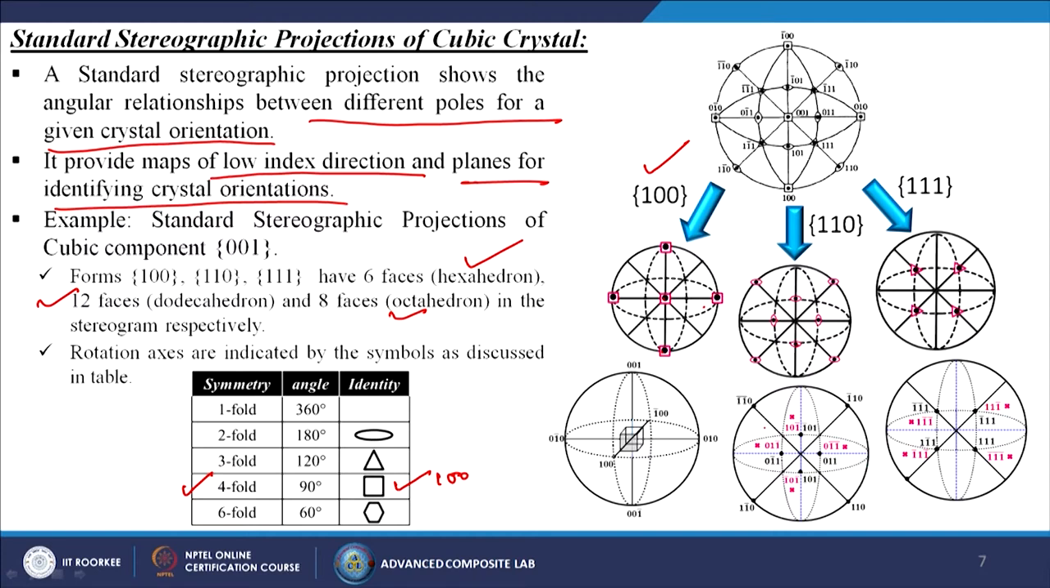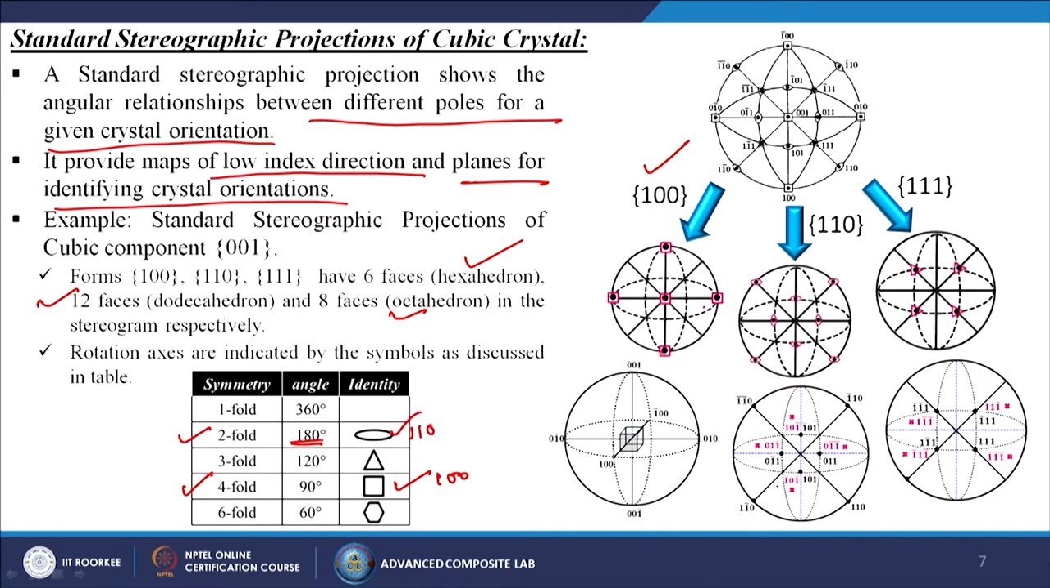So that means it is bar 101, opposite is 101 bar, then it is 01 bar 1, which is 011 bar, it is 011, which opposite is 01 bar 1 bar, it is 101, which opposite is bar 101 bar. So like this way. So that means it is in oval shapes, that means it is twofold. So it is having 180 degree angles plane each other. So this is for the 110.